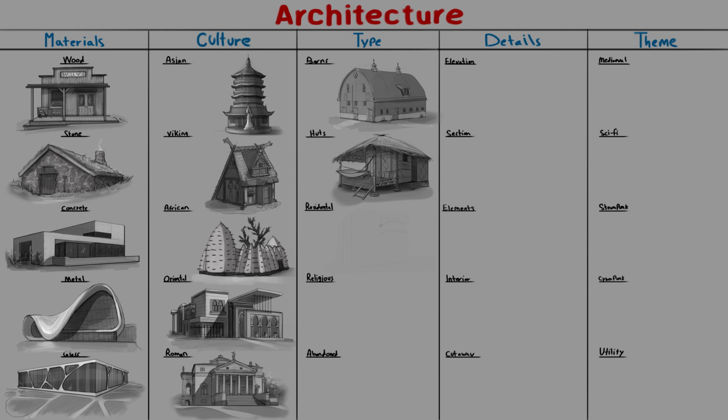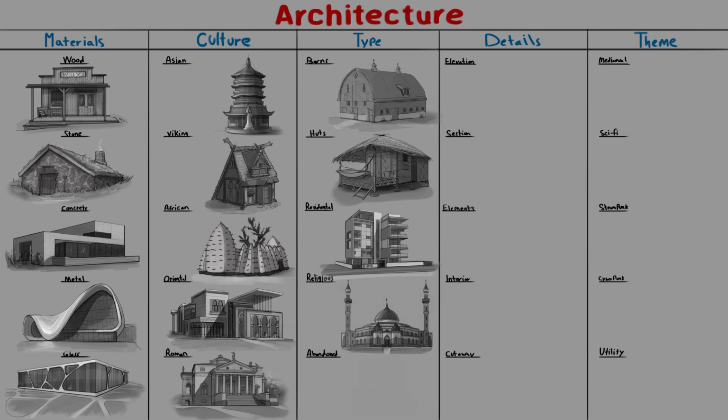We can also draw residential buildings in a modern city with many floors and designs. We can draw religious buildings like mosques, churches, synagogues, temples, and so on. Finally, we can draw abandoned buildings, like in a war zone, or just left over from a deserted city, like Chernobyl, or something like that.